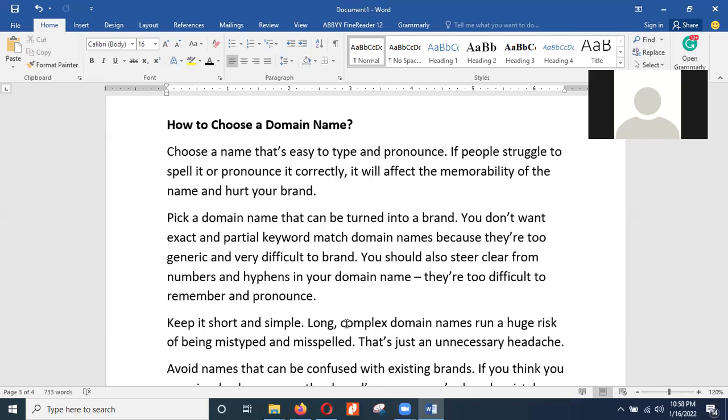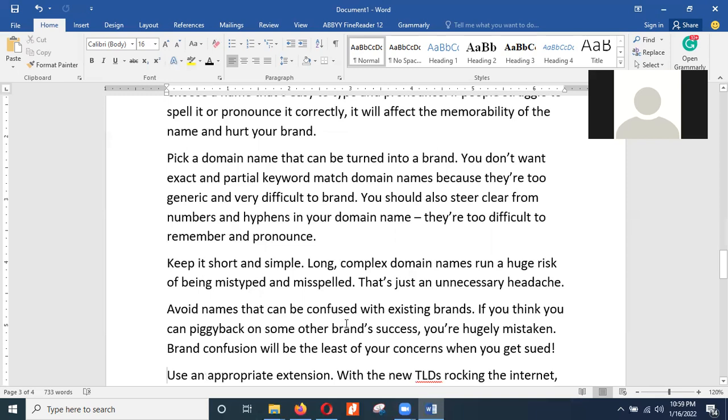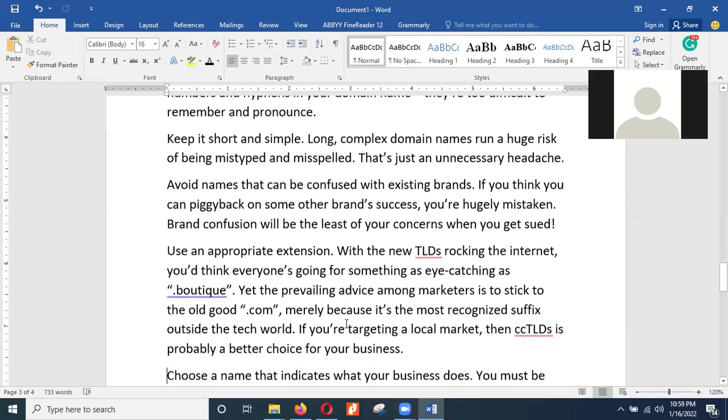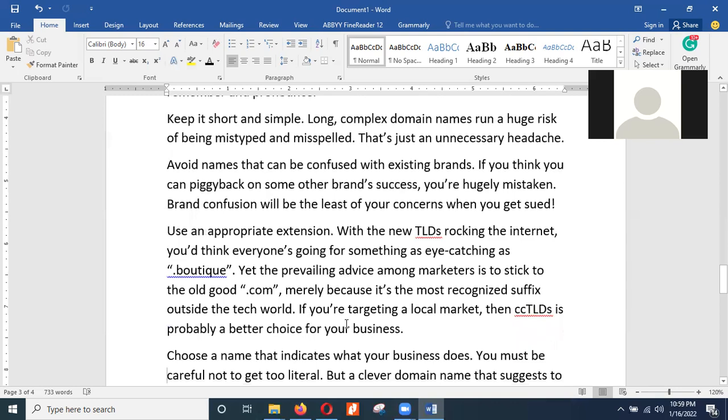turned into a brand. What do you mean by turned into a brand? A domain name that can be turned into a household name. A domain name that can sell everywhere. So don't pick a domain name that is too difficult, too complex, that people will find difficult to memorize. So for a domain name to be easily remembered, it has to be simple. It has to be easily pronounced.